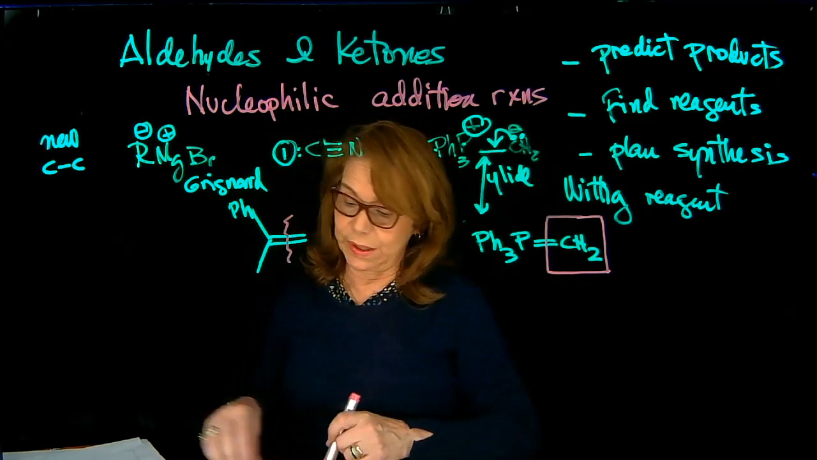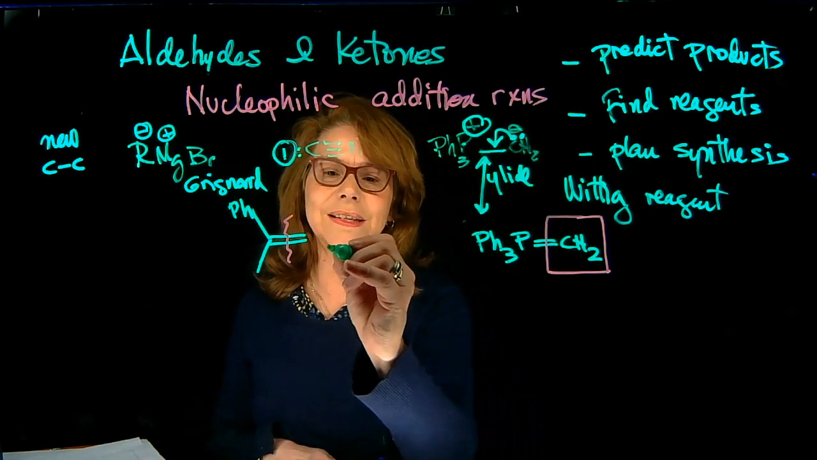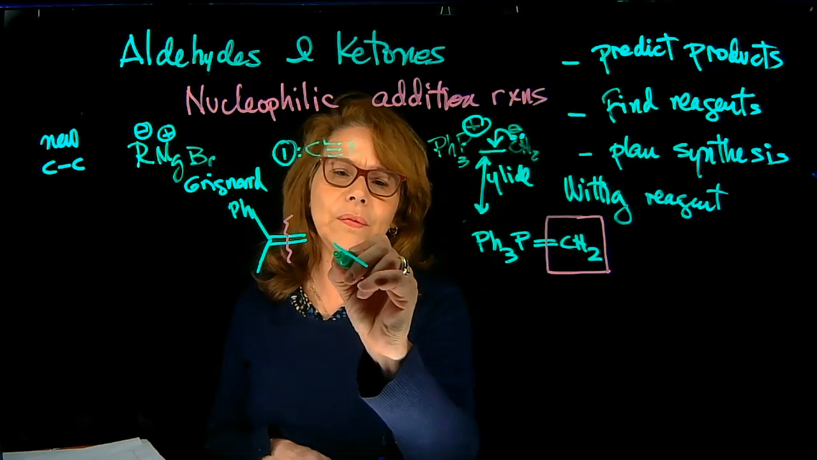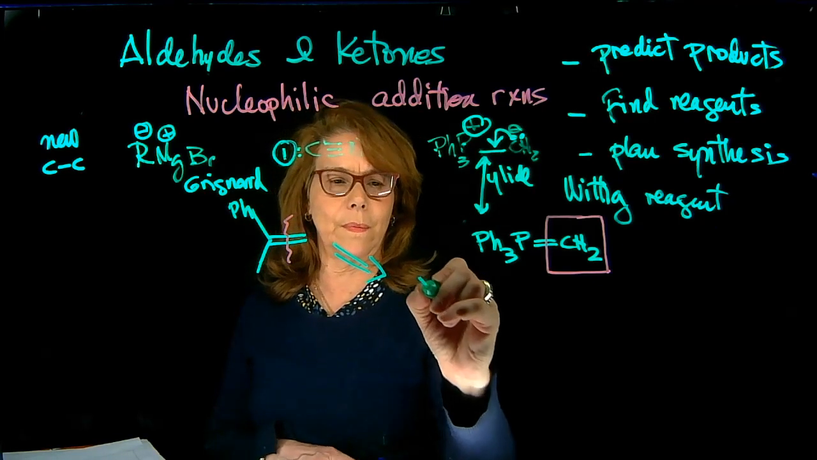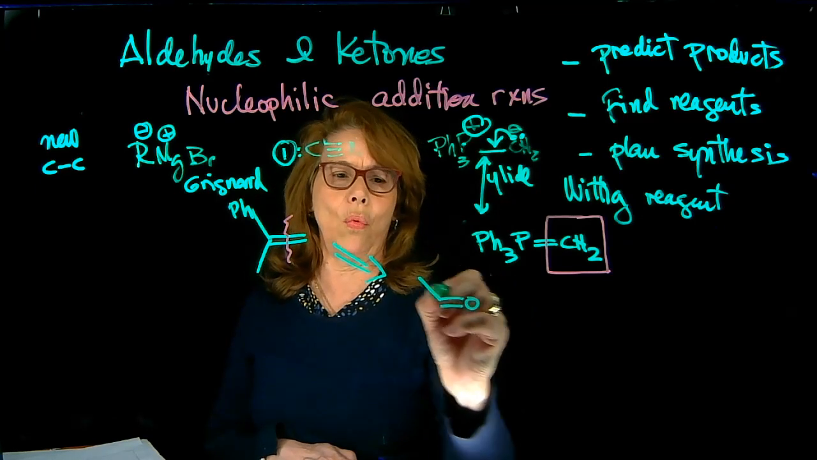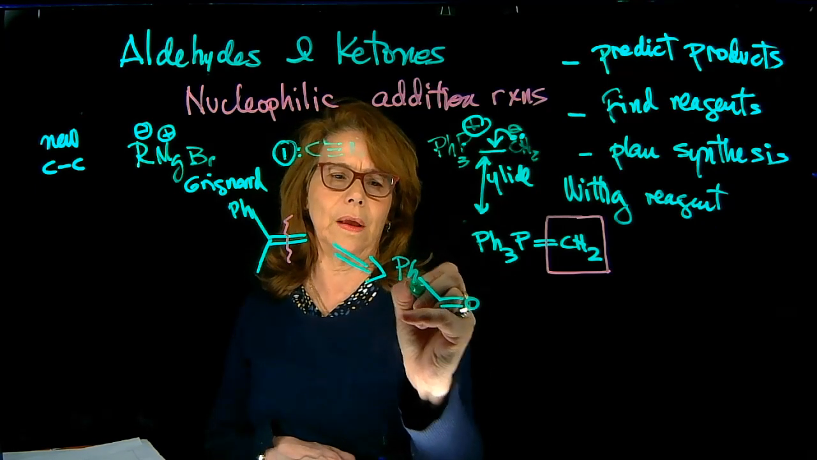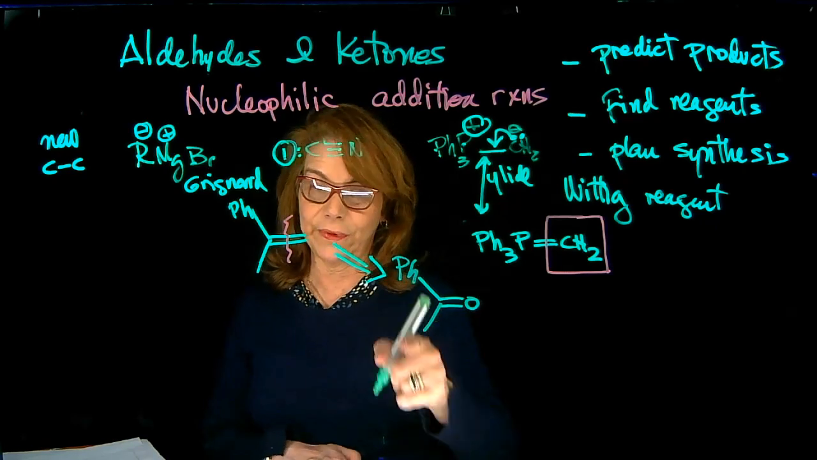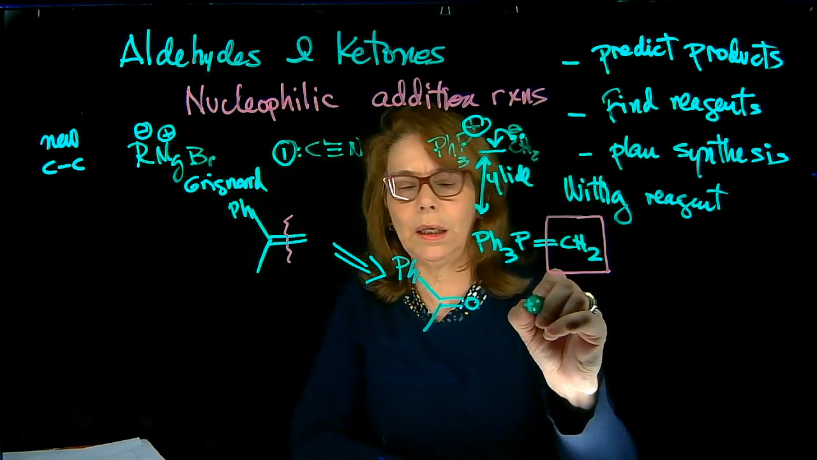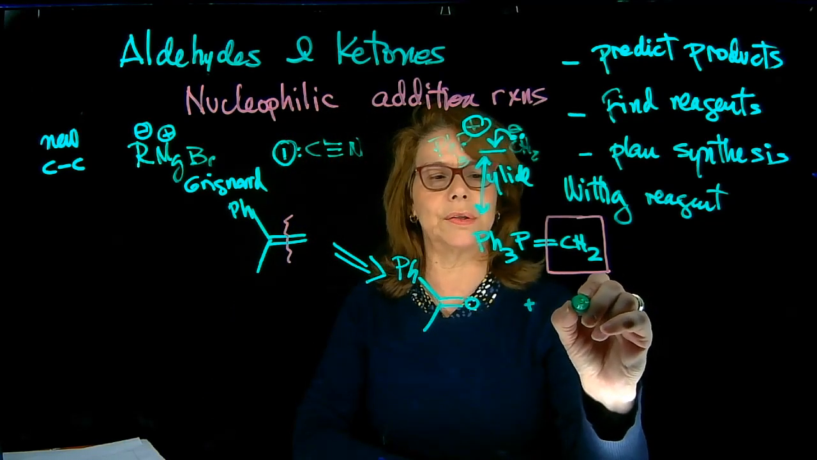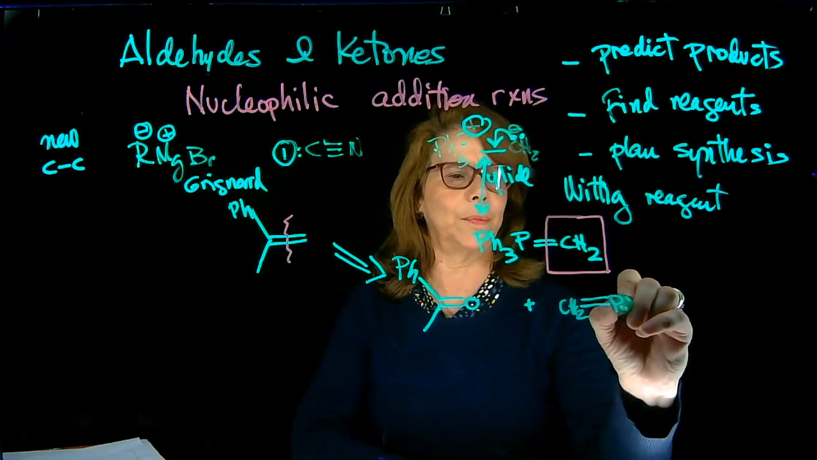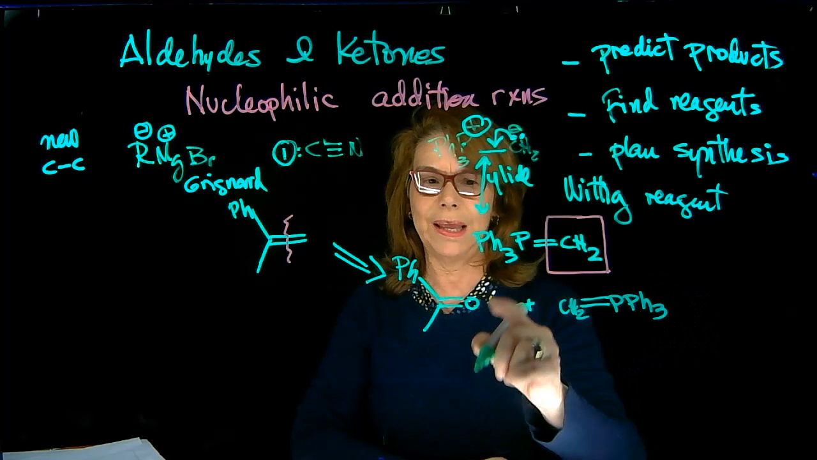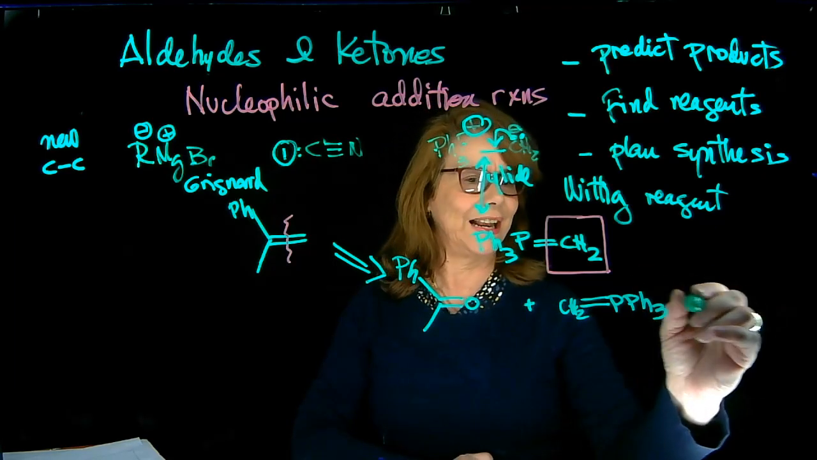And there's a couple of ways of doing that, and we're going to do the analysis and see what is the best way. So say that I start from, one way of doing it is, this is acetophenone, and the other fragment I will need to have, let's say, is CH2 and PPh3, and I need to make that ylide.